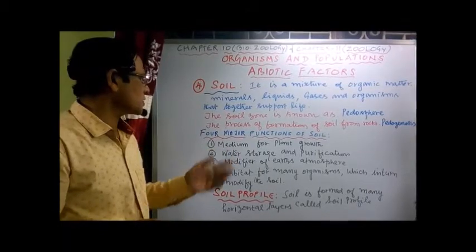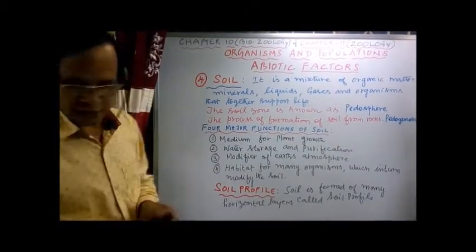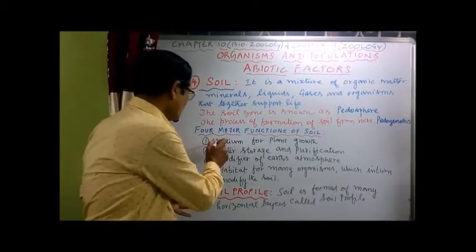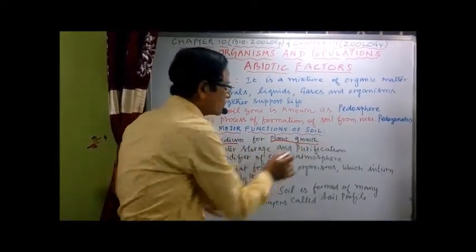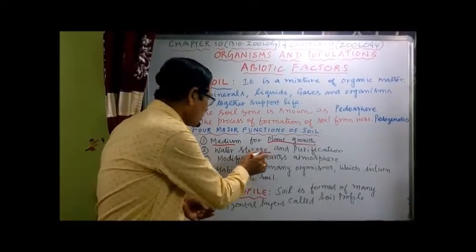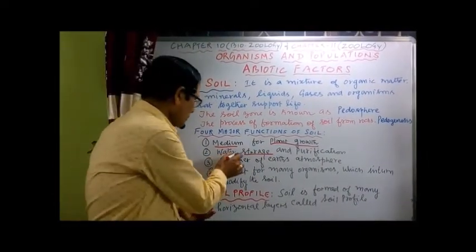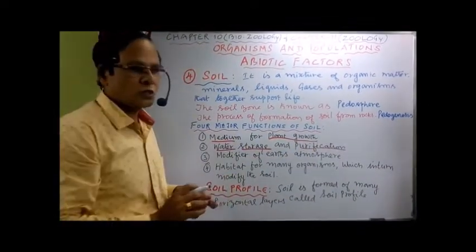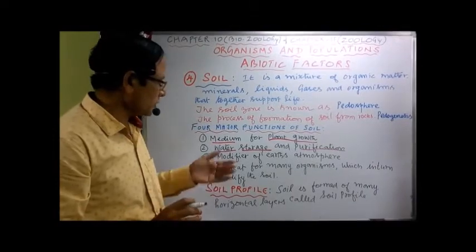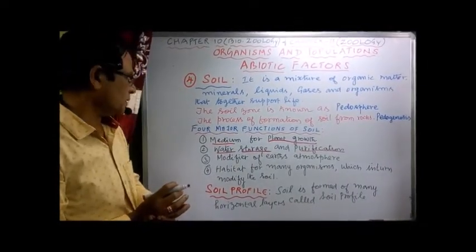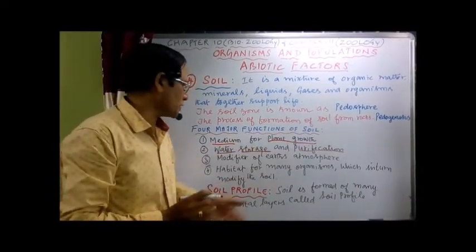What are the main functions of the soil? Number one, it acts as a medium for plant growth. Then water storage and purification, because it acts as a filter. Even in a sewage treatment plant, we have different layers of soil of different sized particles. So, water storage and purification.